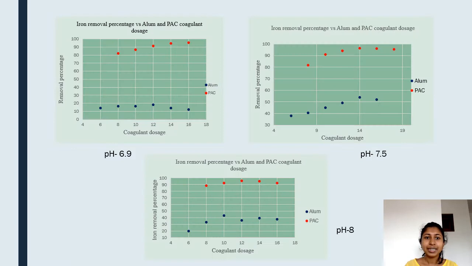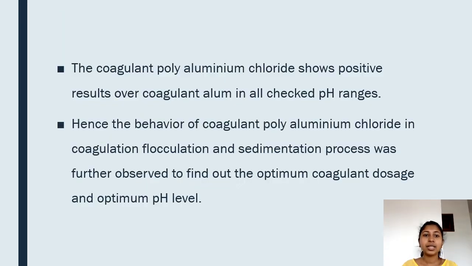chemical. This graph shows the iron removal percentage using alum and polyaluminium chloride in different pH levels. Red color represents the polyaluminium chloride. The coagulant polyaluminium chloride shows positive results over coagulant alum in all checked pH ranges.